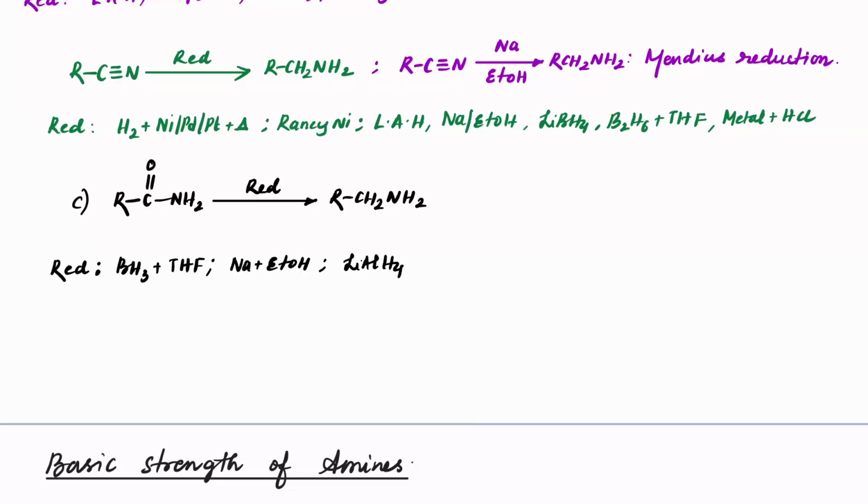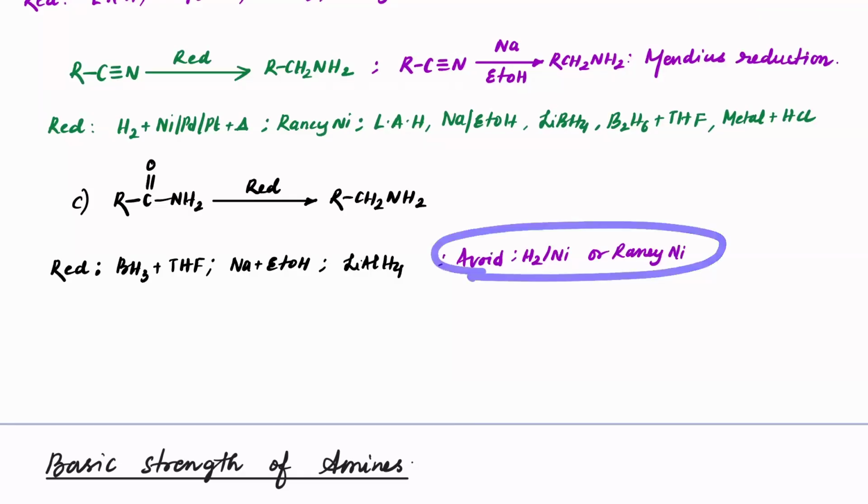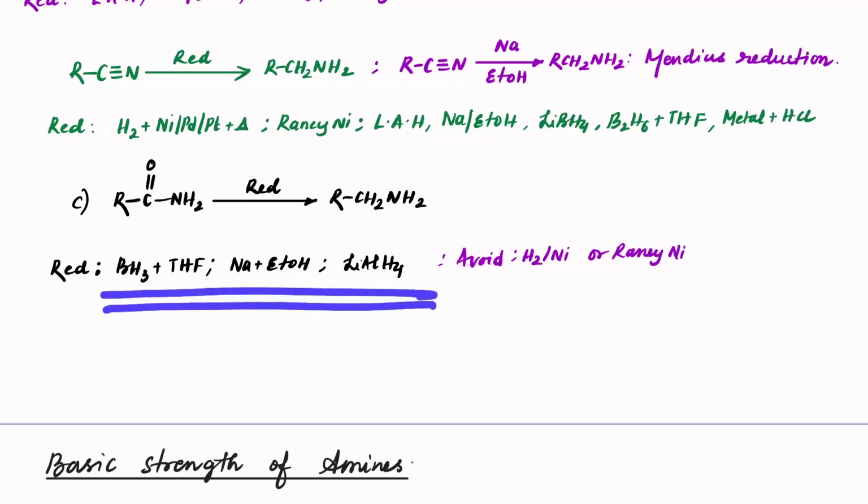So what is to be avoided? Remember, avoid H2 with nickel. This will not perform so well with amides, or Raney nickel. In some books there is some reaction given, but it is extremely conditional. In general, the best reducing agents are these three, which can make that reduction happen.